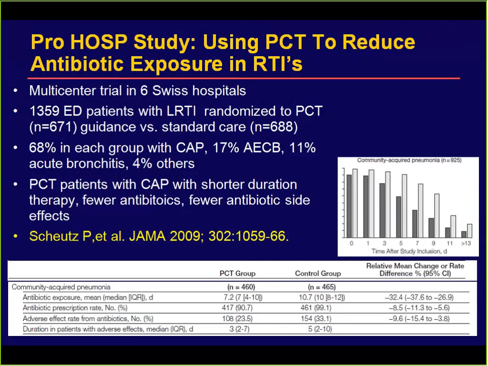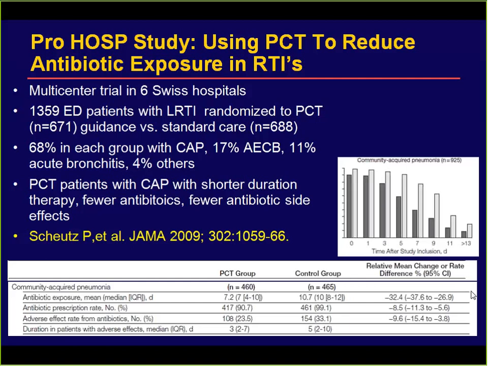But a lot of people were not convinced by this, and they felt it was a single-center study, that more data was needed. So they then did the PRO-HOSP study, which was a multi-center trial in 6 Swiss hospitals. This was published about 5 years ago in JAMA. They looked at about 1,300 patients who came to the emergency department with lower respiratory tract infections. Same protocol, randomized to procalcitonin guidance or standard care. About 70% turned out to have community-acquired pneumonia.